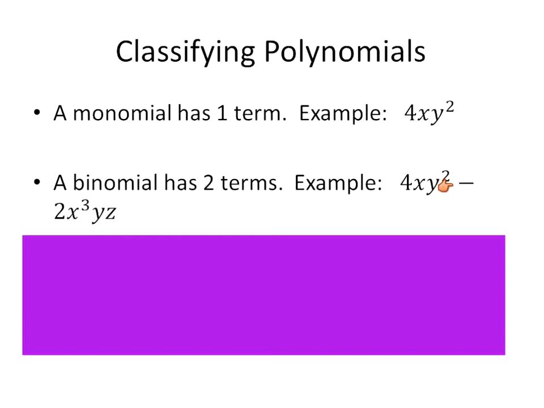So a binomial has two terms, which makes sense because we know that the word bi means 2, and mono up here means 1. So it makes sense that if I say binomial, it's going to have two terms, and it's going to look something like what I just did. And so I think if you stop and think about what might come next, you're going to guess that maybe it might be a trinomial, and you would be correct.